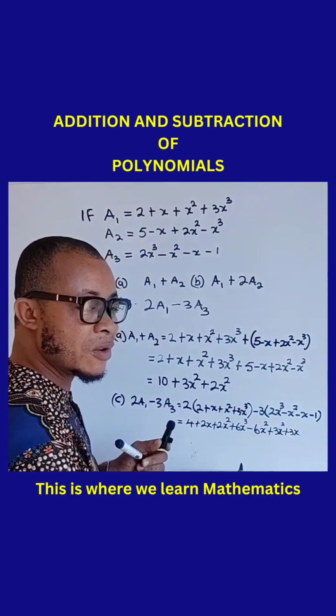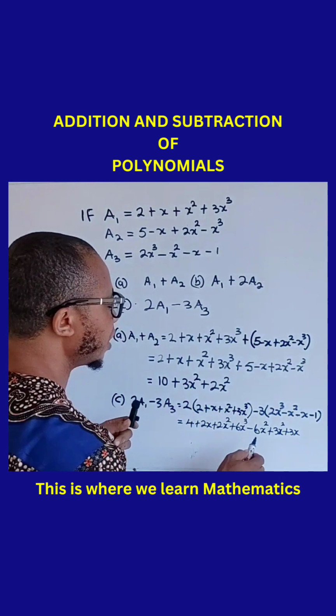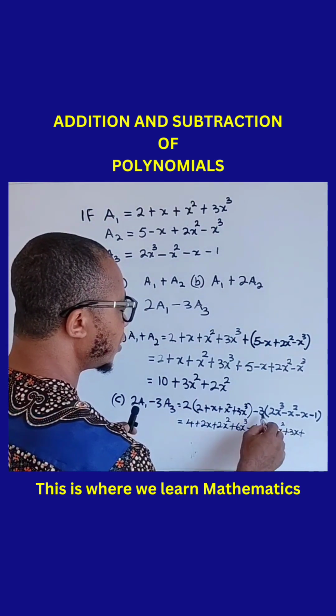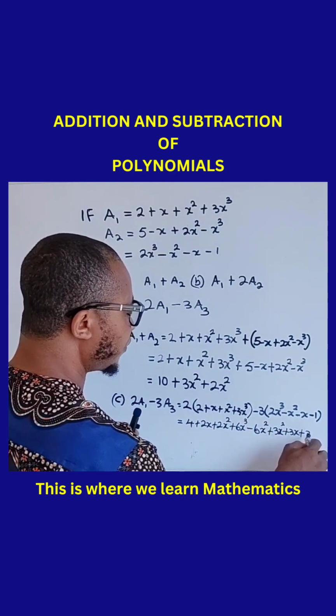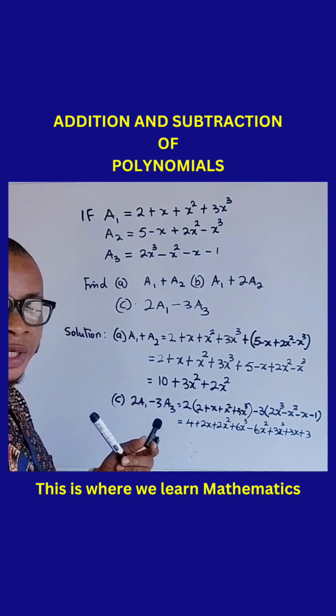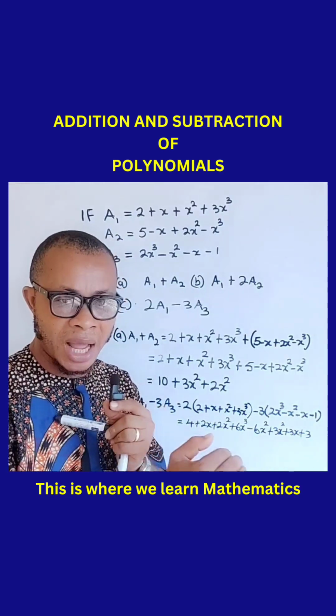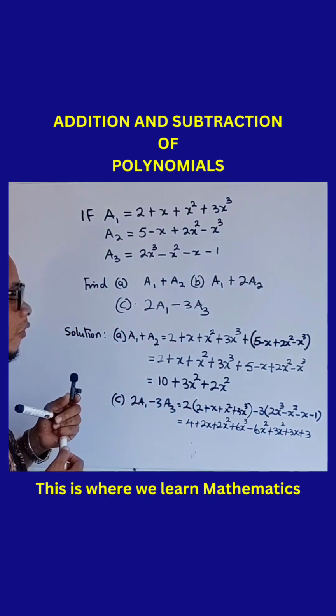You see the reason why you have to be very careful while doing this. Then lastly, minus multiplied by this minus gives us plus. 3 multiplied by 1 will give us 3. Okay, we have successfully opened the brackets. The next thing will be to collect like terms. Please be careful while doing this.